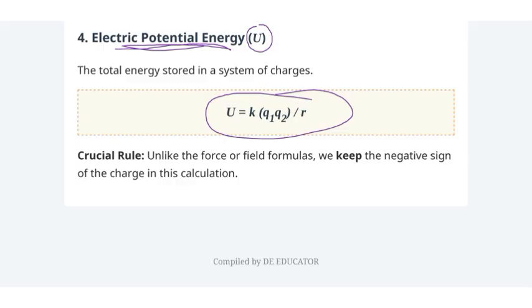So the crucial rule is unlike the force or field formulas, we keep the negative sign of the charge in this calculation. So if we're solving for force and field using the force and field formula, we'll neglect the negative charge. But in this particular formula, the negative charge is retained while the calculation is carried on.